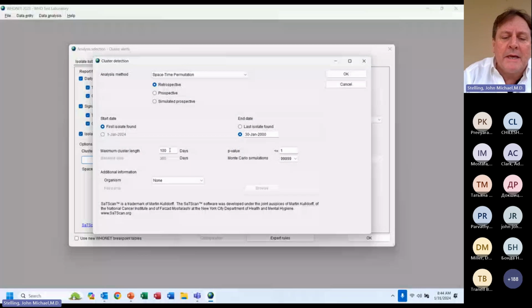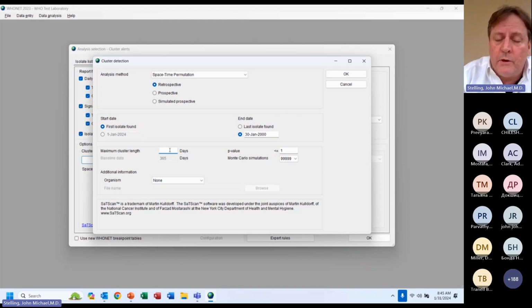I'll now talk about the maximum cluster length. The maximum cluster length is not the maximum length of an outbreak. The outbreak might be 4 months long, 8 months long, 3 years long. That's not what this question is. This question is how many days of data do you want SaTScan to evaluate in terms of cluster detection? And I mentioned there is a scanning window. SaTScan will look for clusters of 1 day, and 3 days, and 5 days, and 10 days, up to the number that you set here.